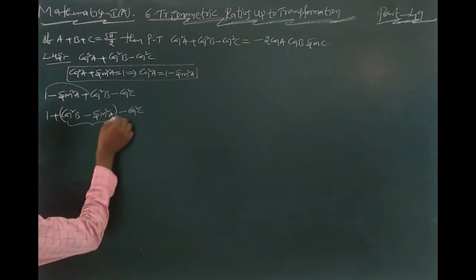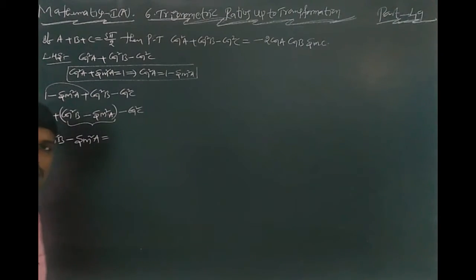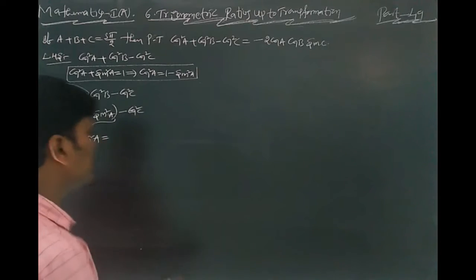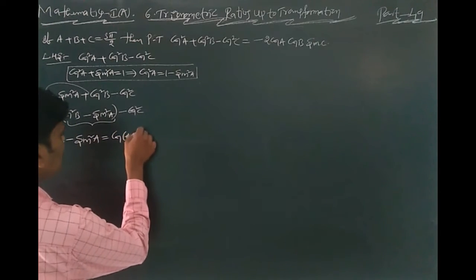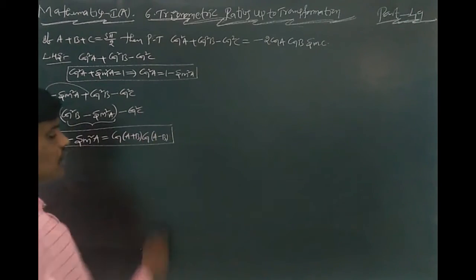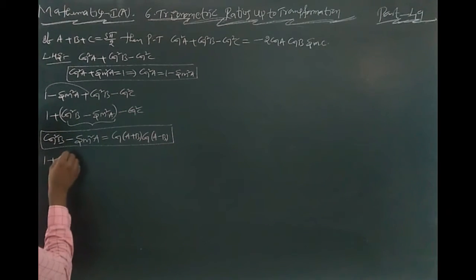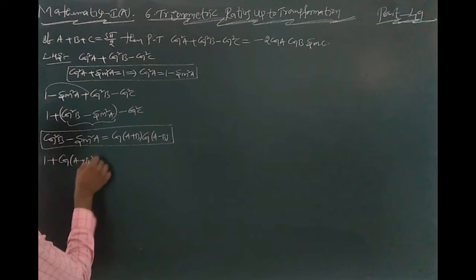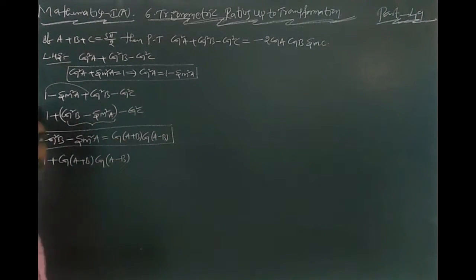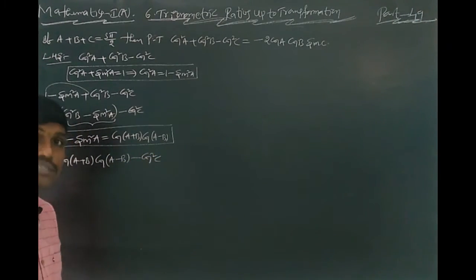You can write this as which formula? Cos square B minus sin square A. The formula is there. What is the formula of cos square B minus sin square A? Cos of A plus B into cos of A minus B. This one is the formula of cos square B minus sin square A. You can get 1 plus cos of A plus B into cos of A minus B minus cos square C.